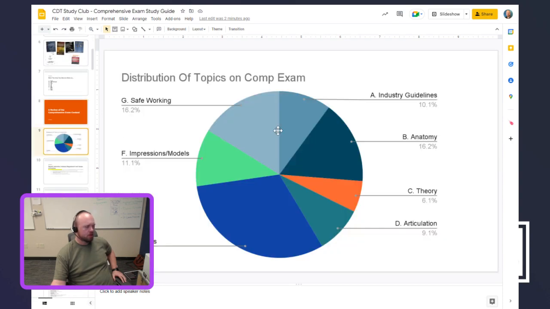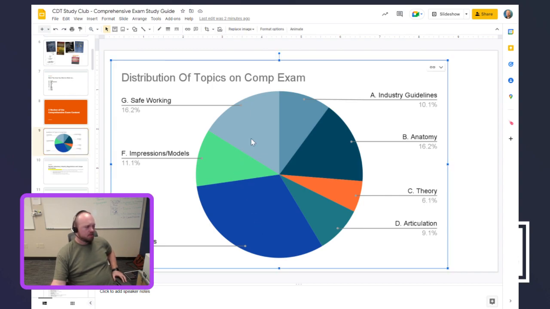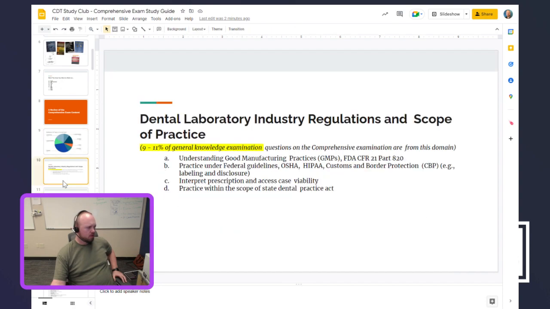We've talked about it before. We've got 31, the biggest portion of it is going to be materials. Then you've got safe working environment that includes stuff like OSHA. Then you've got your anatomy content, then industry guidelines and impressions and models, and then a little bit on theory and articulation. We've broken that out into slides that tell us exactly what we're dealing with.